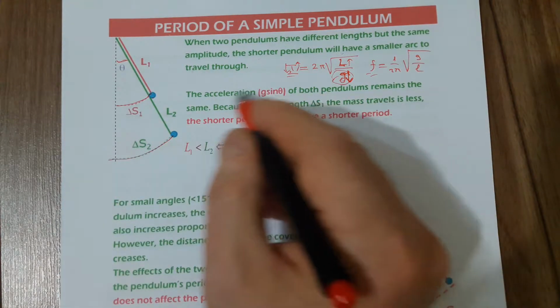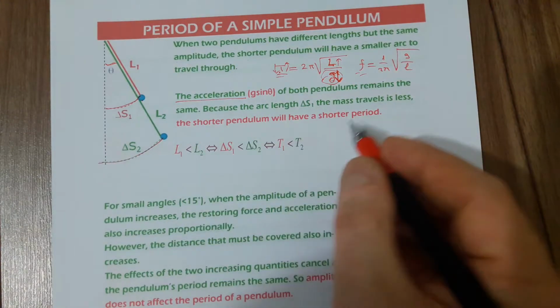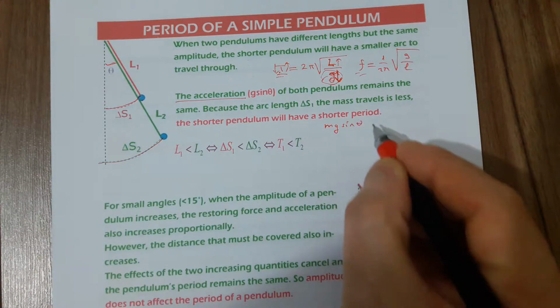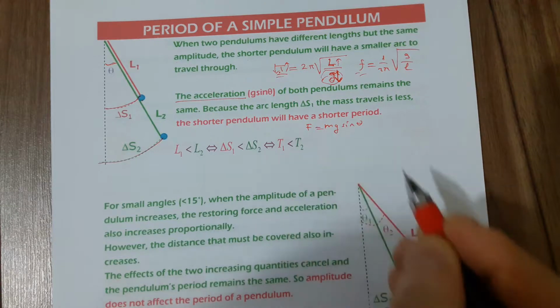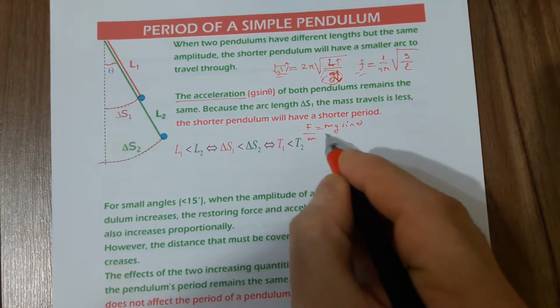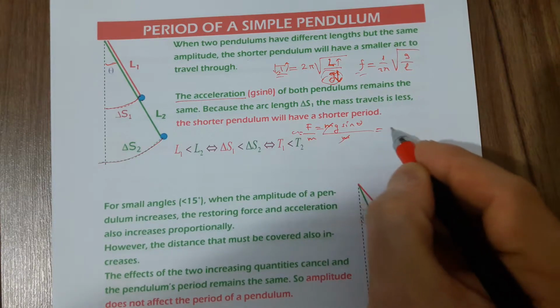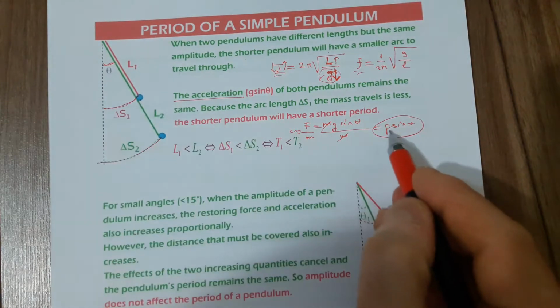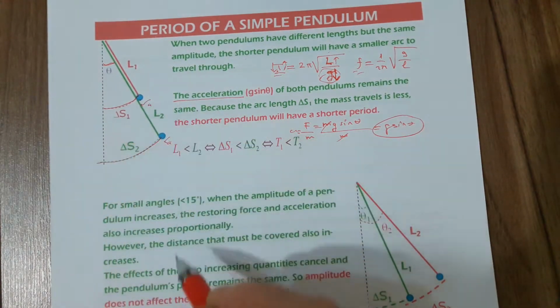Both pendulums have the same acceleration. How do I know this? Because the restoring force is the same. Restoring force is mg sine theta. If we divide it by mass, we will calculate the acceleration. As you see, mass cancels, so g sine theta is the acceleration. Because theta is the same for both pendulums, their accelerations at that point will be the same.